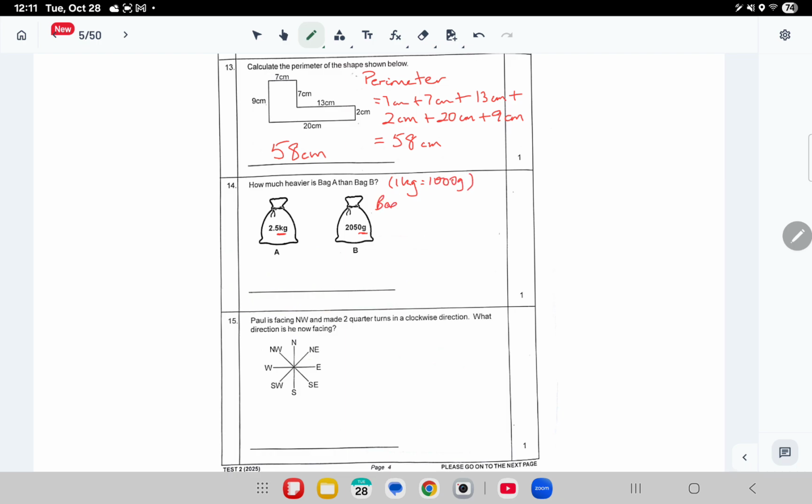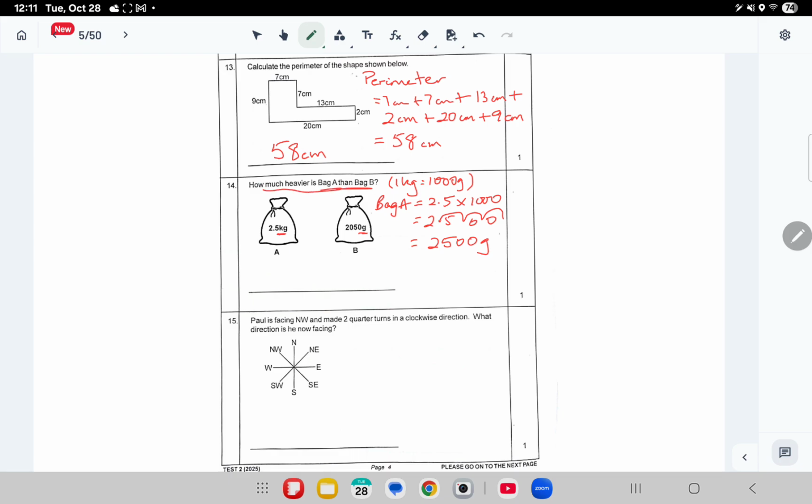So for bag A, for 2.5 kgs, that will be 2.5 multiplied by 1,000. And whenever we multiply by 1,000, we move the decimal point 3 places to the right. So this would be 2.5, 1, 2, 3. Fill the spaces with zeros. This becomes 2,500 grams. From here now, I want to calculate how much heavier bag A is than B.